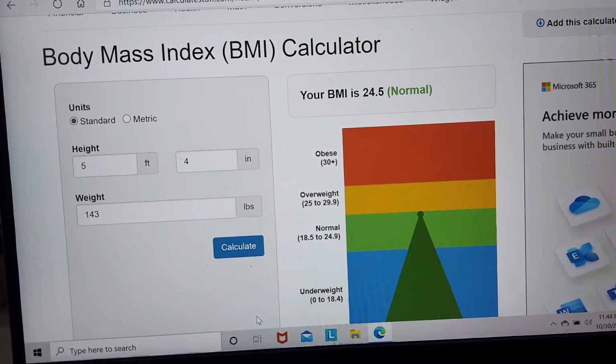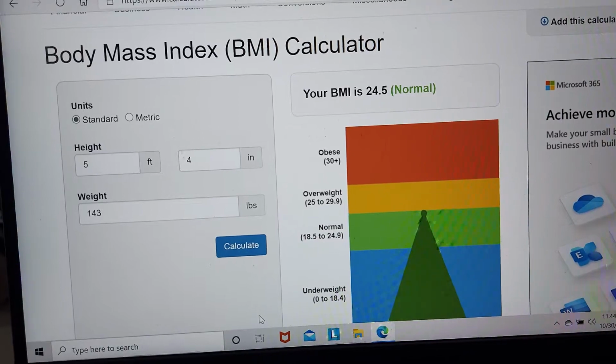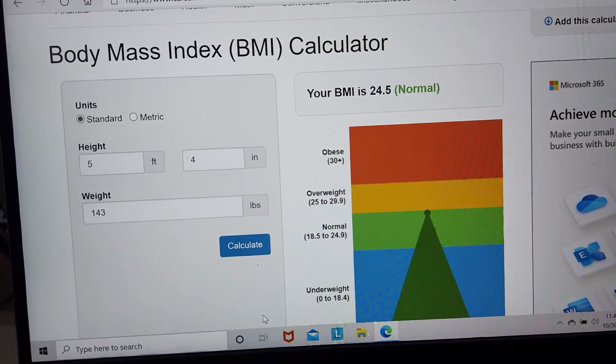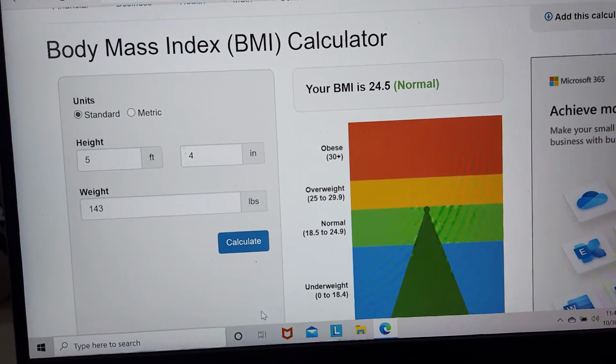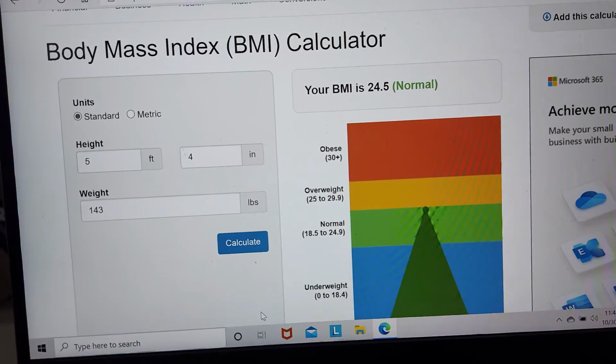Or the most is 3 to 4 times a day. No, sorry, 3 to 4 times a week minimum.